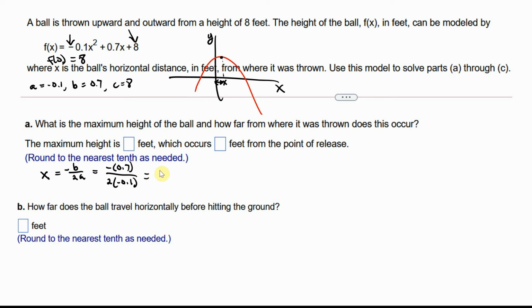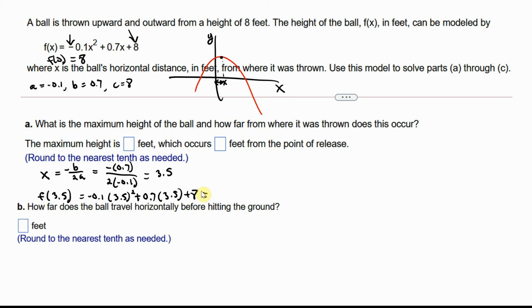And that gives 3.5. Now I find the function value, f of 3.5. This is negative 0.1 times 3.5 squared, plus 0.7 times 3.5 plus 8.